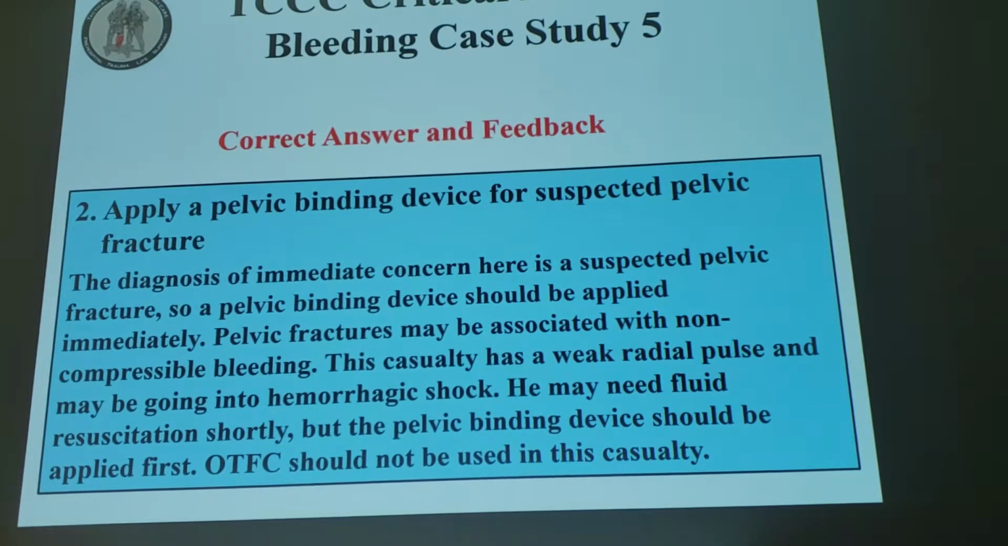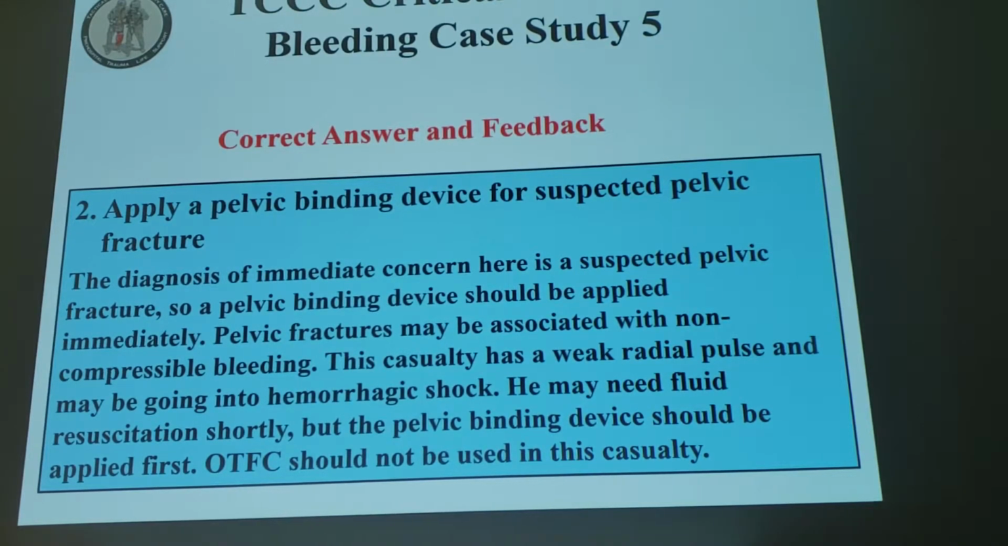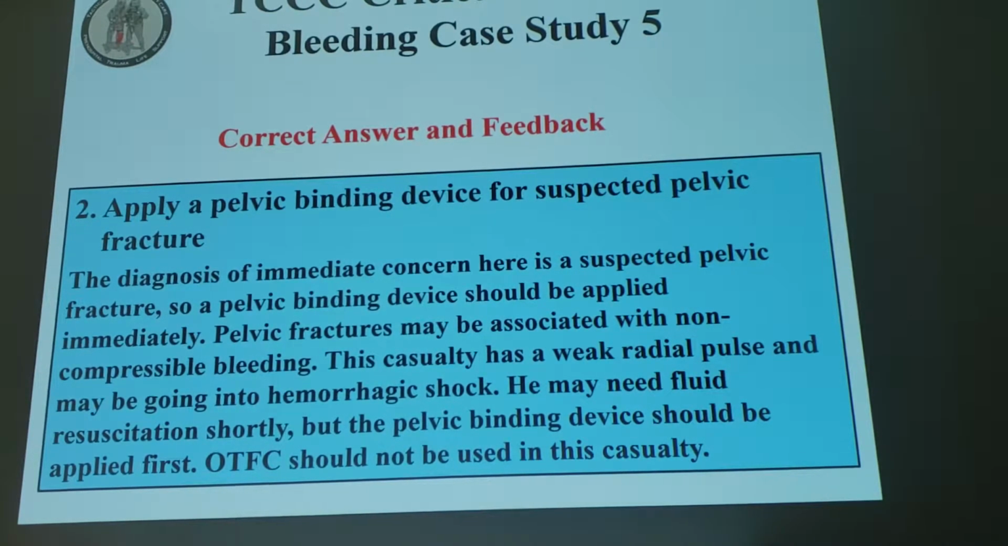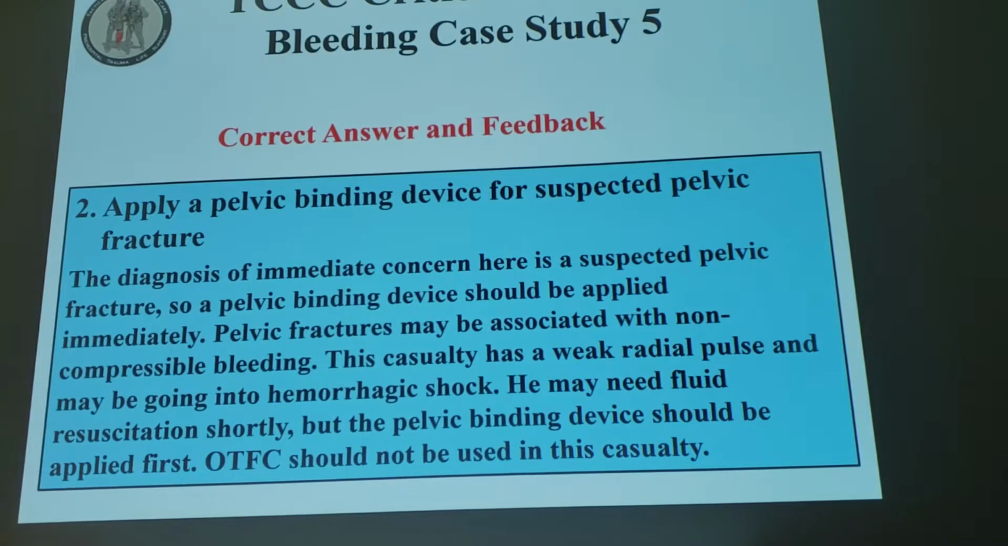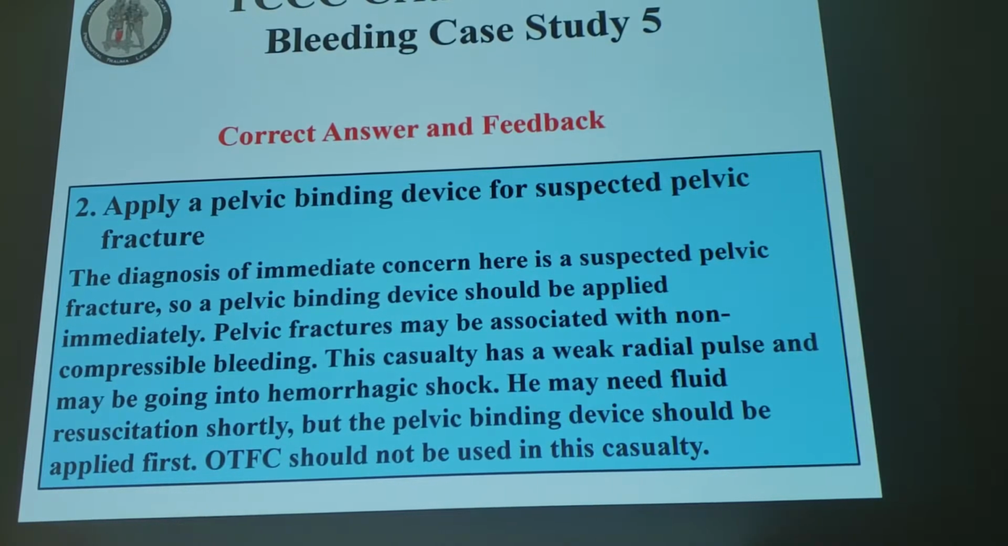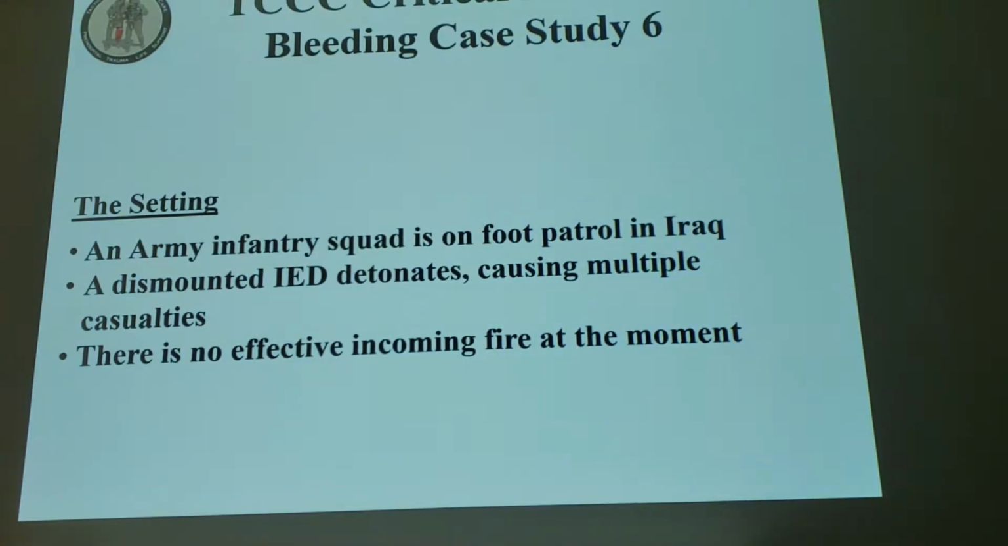Fentanyl lollipop should not be used in this casualty. Why? Lower blood pressure. Yep, that's what opioids do, right? They don't make weak pulse pressures better. They make them worse. Absolutely. And we don't want that. That's how you die.